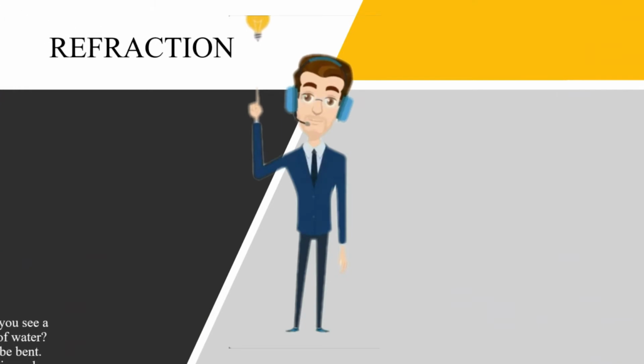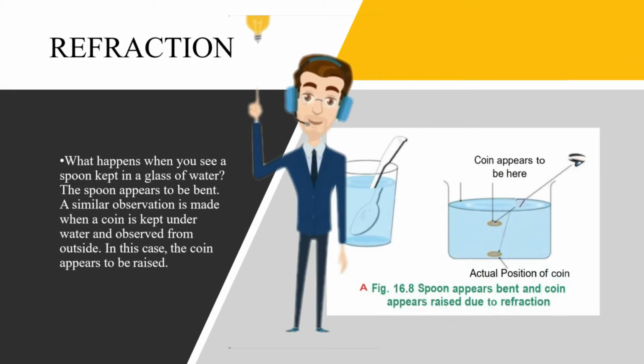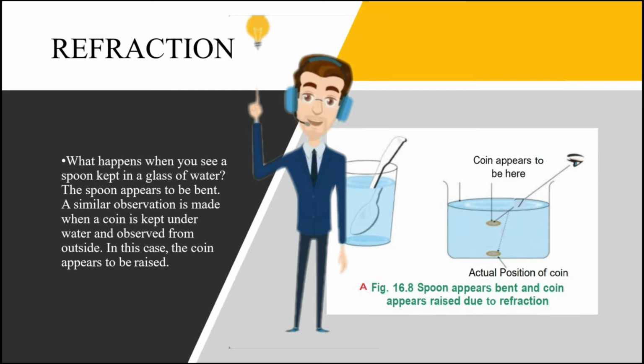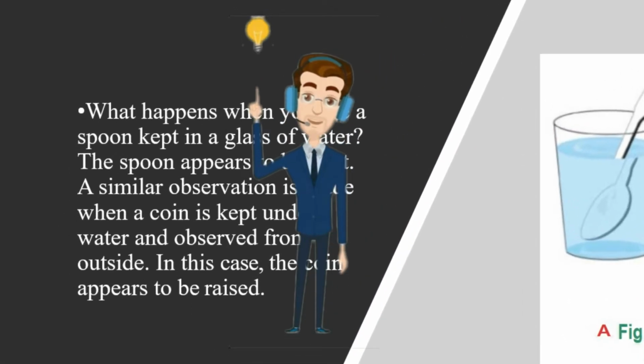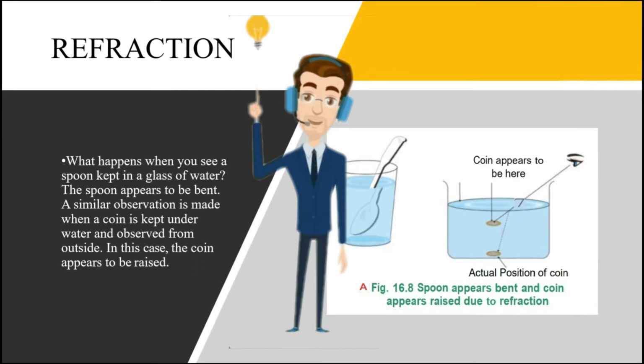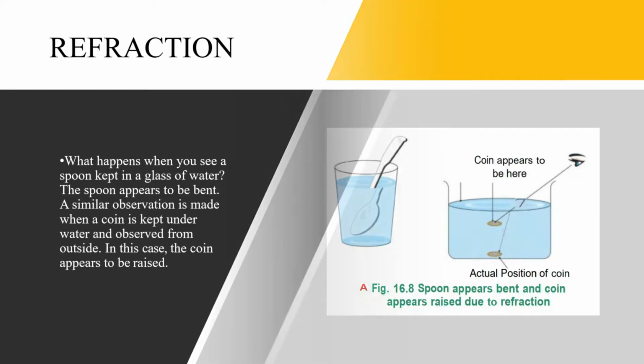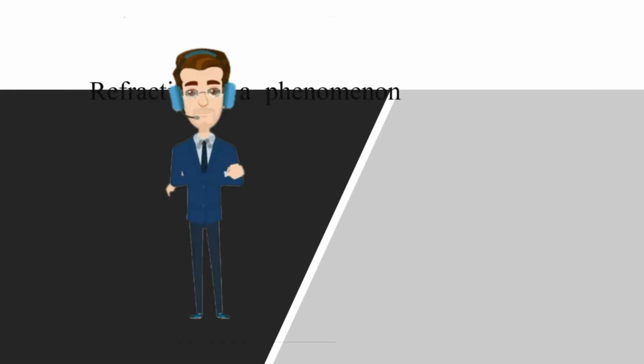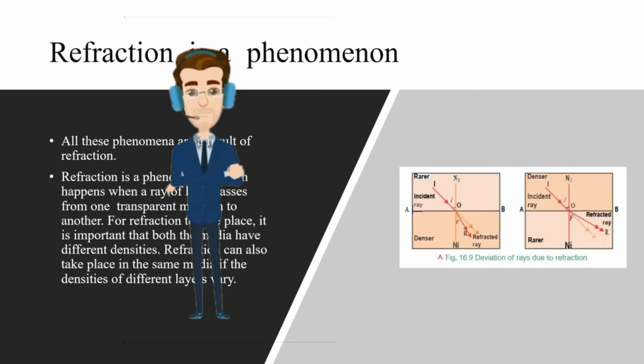Refraction. What happens when you see a spoon kept in a glass of water? The spoon appears to be bent. A similar observation is made when a coin is kept underwater and observed from outside. In this case, the coin appears to be raised. All these phenomena are a result of refraction.